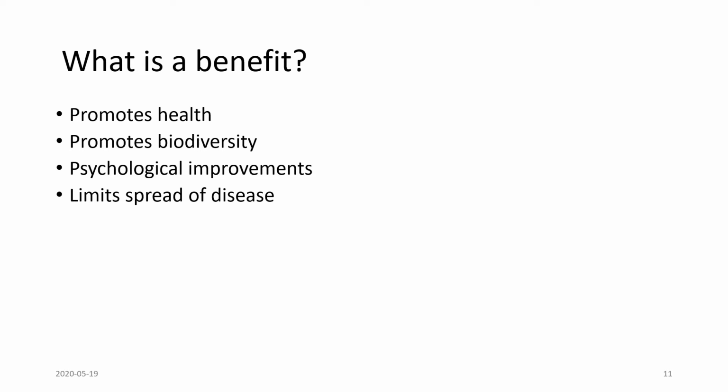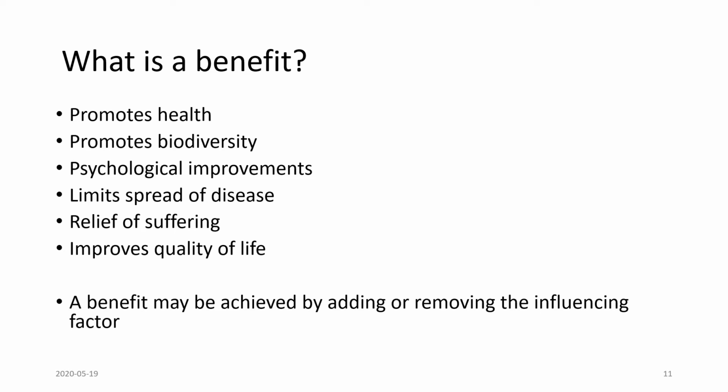So if you have good policy systems in place and good PPE reservoirs, good testing, everything for something such as a pandemic, that would be a benefit, limiting the spread of disease, hopefully. And then you have relief of suffering, of course, and improving general quality of life overall, just making someone's life better. And then a benefit may be achieved by adding or removing the influencing factor. So that basically means that a benefit could mean that you add something to someone's life or to a situation, or you take something away. So if you add something, it's a positive, and if you're taking it away, it would be a negative.